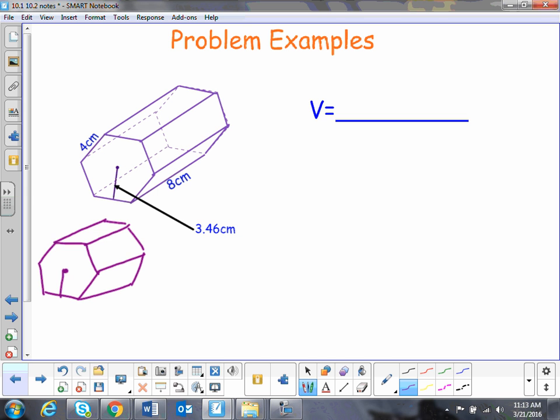All that. What's that thing called? A 3.46 centimeter. Awesome, right? All right. So capital B times H. Simple formula. What is capital B in this case, guys?